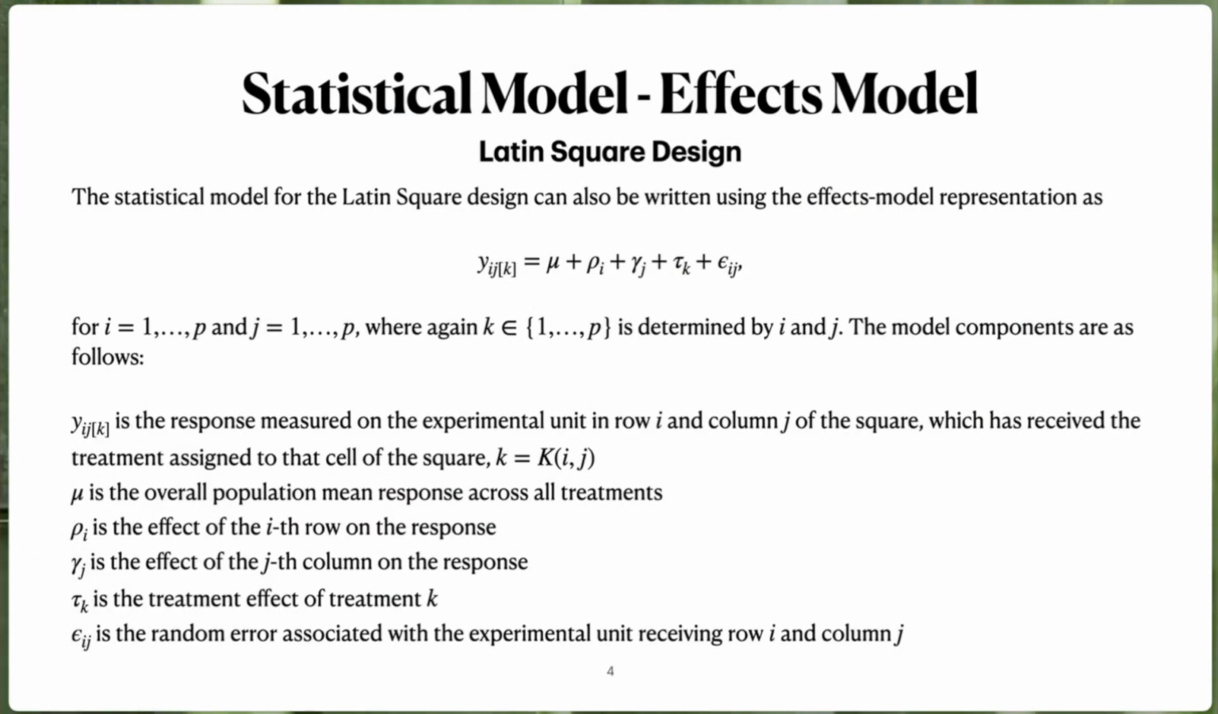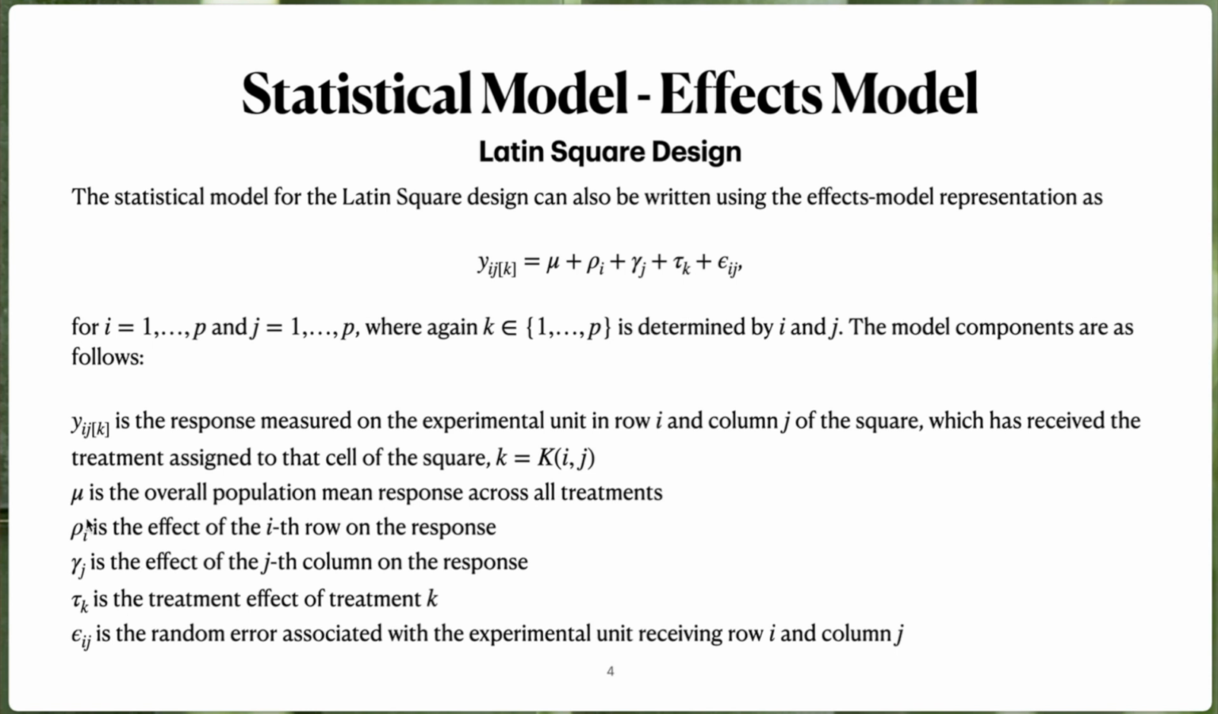Now we can also express the statistical model for the Latin square design using an effects model. In doing that, we essentially decompose the population treatment mean, mu sub k, into the sum of two components, mu and tau sub k. And so most everything in the effects form of the model is the same, except we have a mu here and a tau sub k.